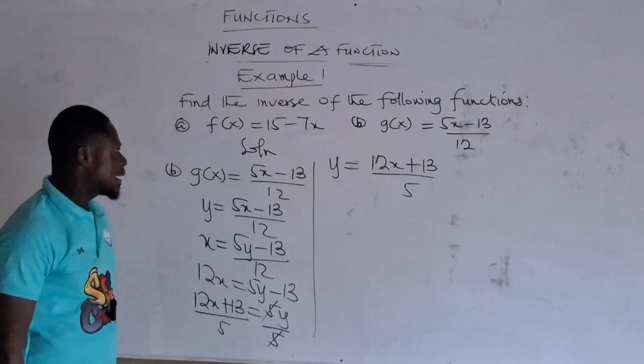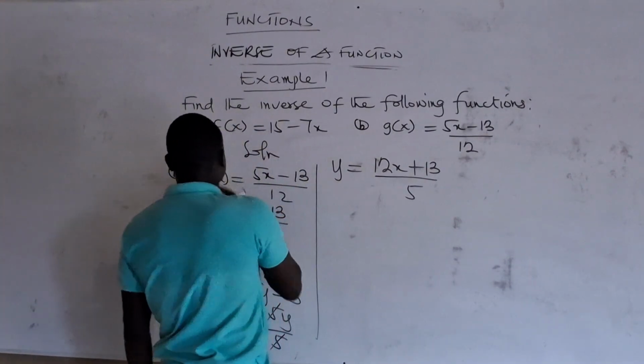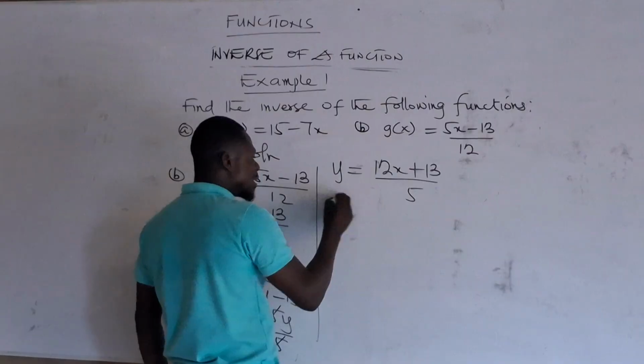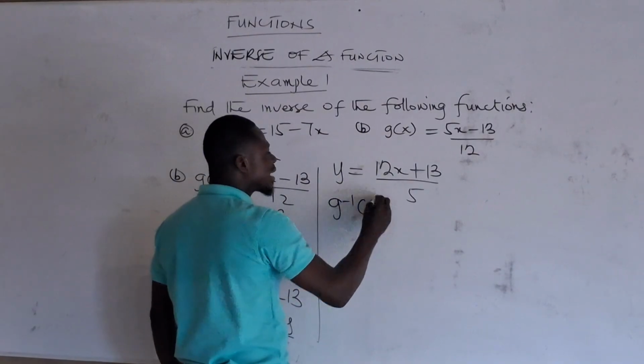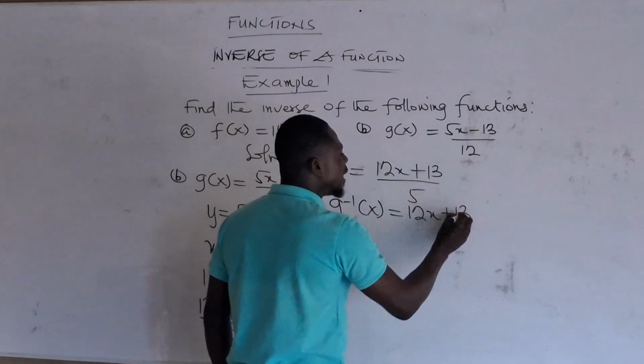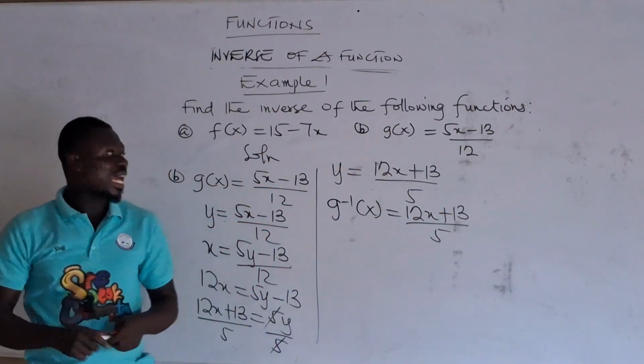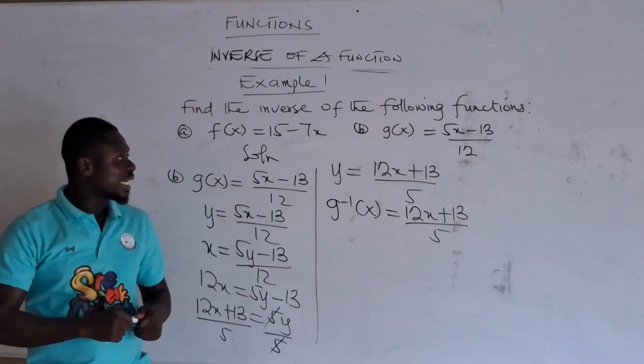At this point, we can therefore say that the inverse of the function g of x is g inverse of x is equal to 12x plus 13 all on 5. So this is the answer for the function in B.